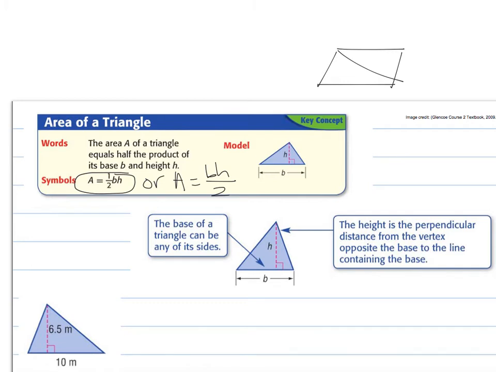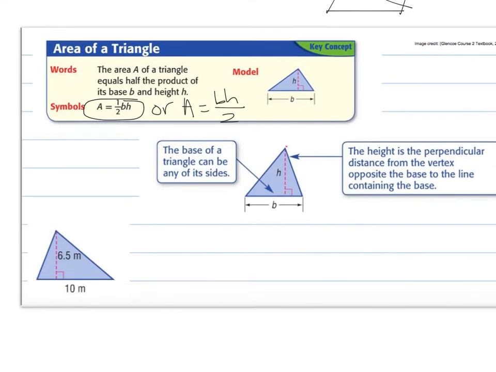So the base of the triangle could be any of its sides. In this case, we're looking here. The height is the perpendicular distance from the vertex opposite of the base, so straight down. So from base to the top vertex.